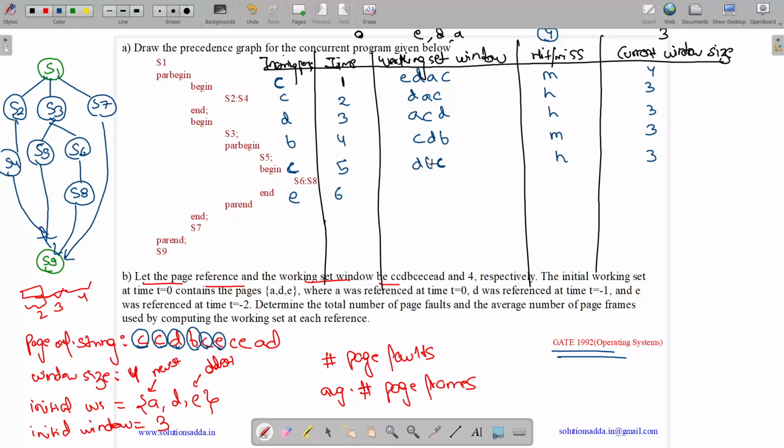At time 6, whether it is a hit or a miss, it is a miss as E is not present. So what does our window become? It becomes D, B, C and E comes at the end. So what is our window size? Window size comes out to be 4.